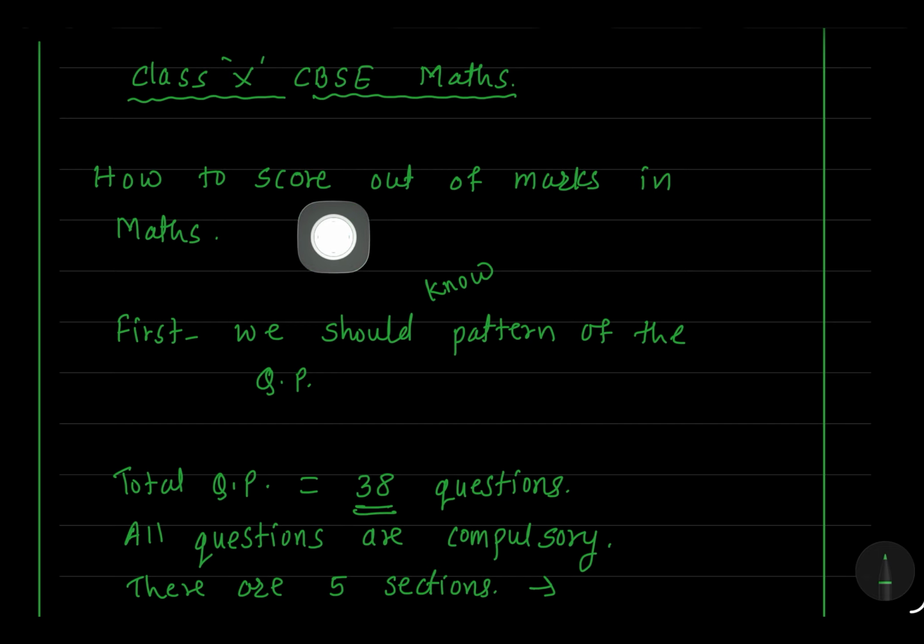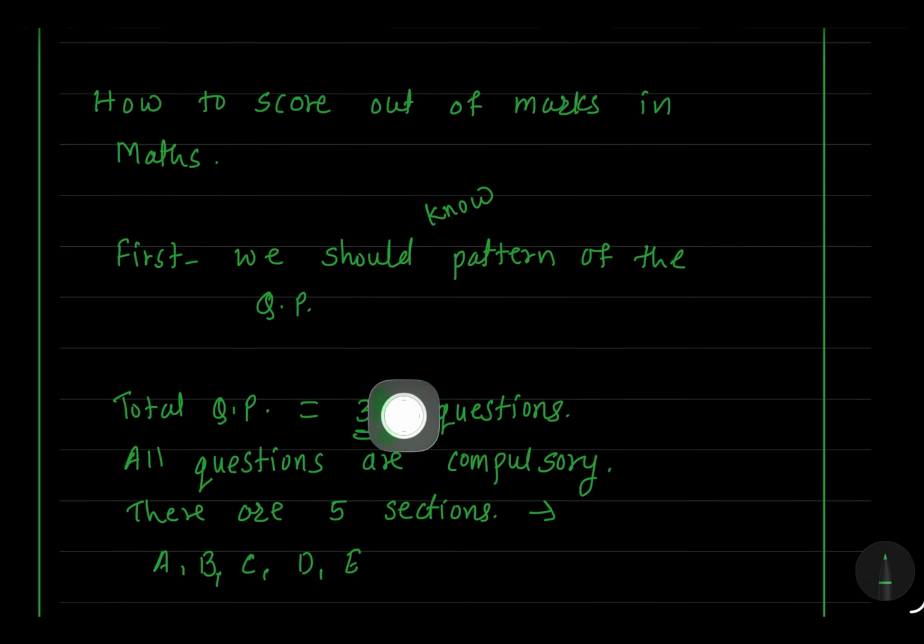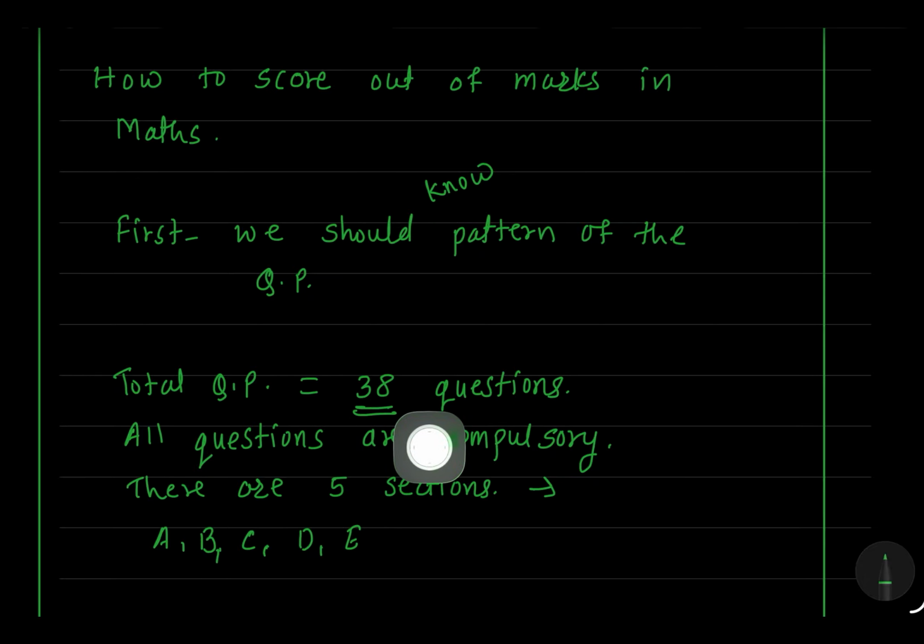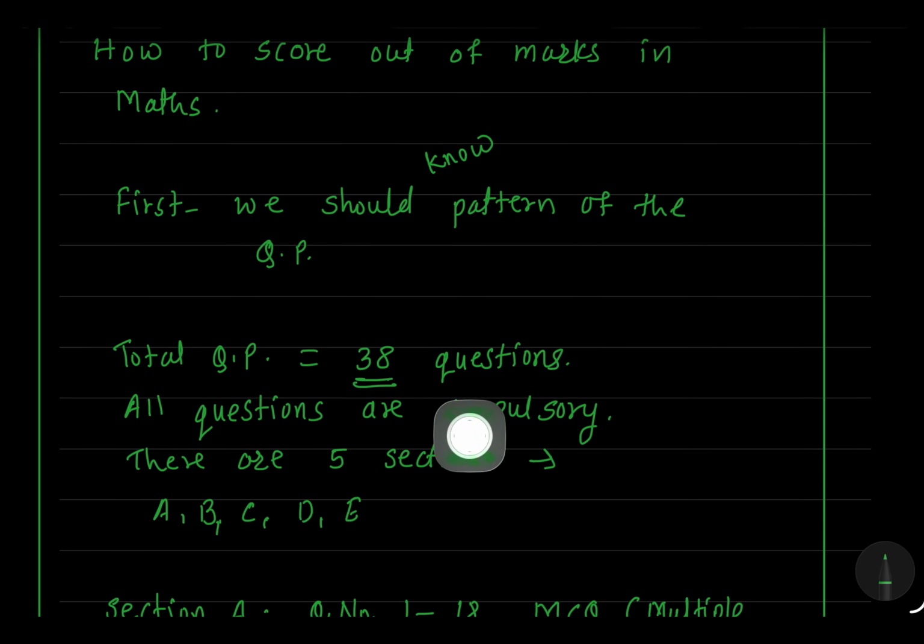First, we should know the question paper pattern. In your question paper, there are a total of 38 questions. All questions are compulsory, though some choices are there. In your whole question paper, some choices are there, but how that choice comes, I will tell according to that question. But overall, there are no options. All questions are compulsory. Very few have options. When those questions come, I'll explain there.